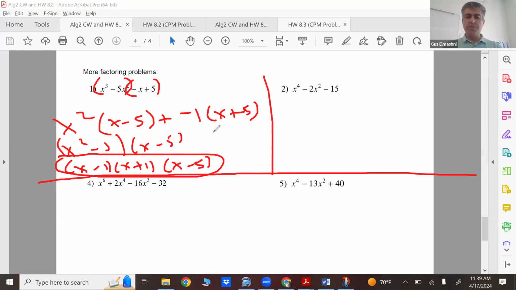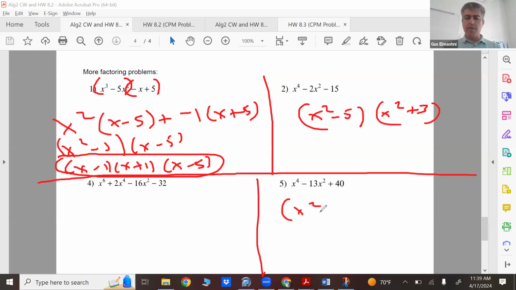For number 2, just treat it like a quadratic, like you usually do. So 2 numbers that multiply to negative 15 and add up to negative 2, that'd be negative 5 and 3. But instead of saying x minus 5 and x plus 3, we're going to do x squared minus 5 and x squared plus 3. And that's the best I can do because 5 is not a perfect square. And I'm going to do the same thing for 14. x to the fourth minus 13 x squared, with negative 13 in the middle and 40 at the end.